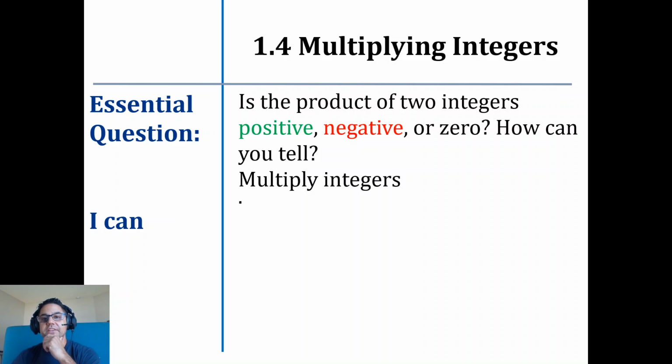So essential question: is the product of two integers positive, negative, or zero? How can you tell? And our goal is to be able to multiply integers. I can multiply integers.